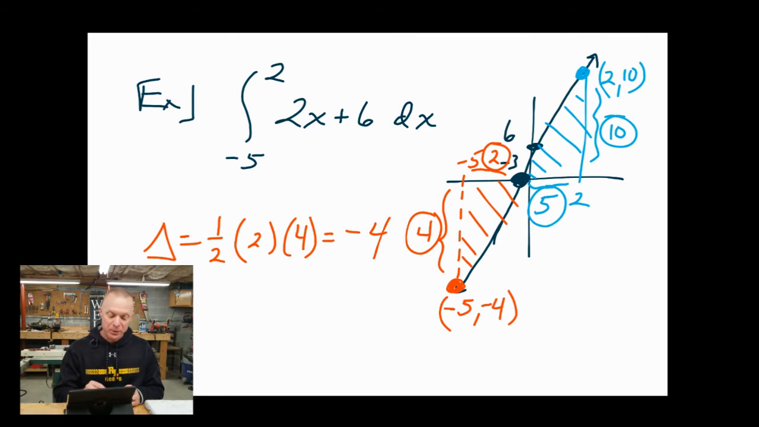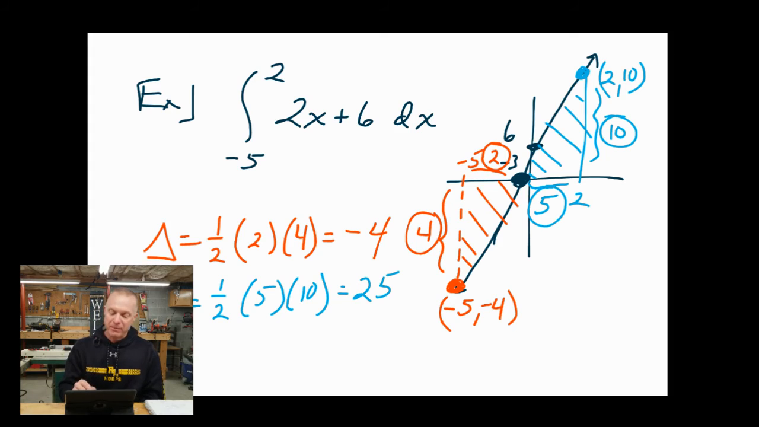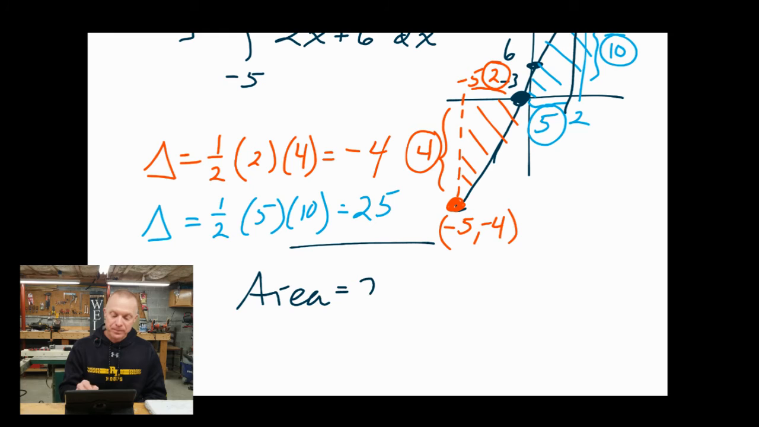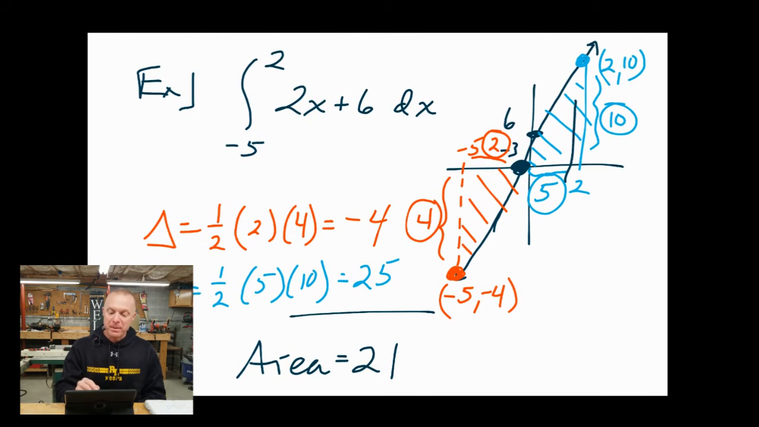And then my other triangle, well, it's got a base of 5 and a height of 10. So we end up with a half of 50. So I guess that comes out to 25. Okay, so when I'm finding my answer, we haven't seen a problem like this. When I'm finding my answer, I do need to take the net areas. So I do need to take the negative and I do need to take the positive so that I can come up with a net area of 21. Okay, and that 21 would also be my final answer for my integral.